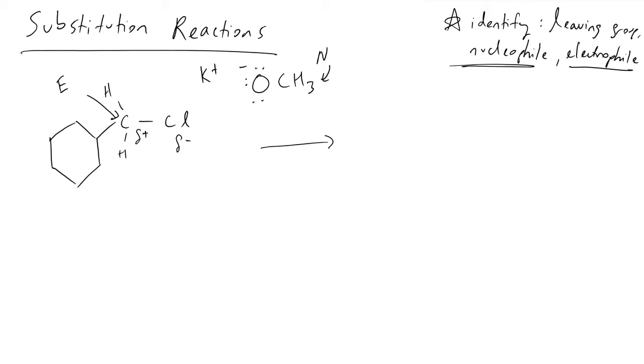Okay, and so what's going to happen is the nucleophile will attack the electrophile. The lone pair of electrons from the methoxide ion will form a bond to this carbon that is directly next to the chlorine because it has a partially positive charge. And when this happens, these electrons that previously existed between carbon and chlorine are going to break and go with the chlorine to form a chloride ion.